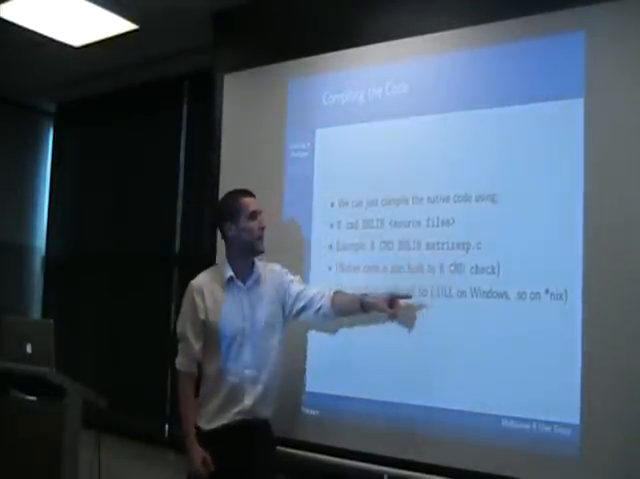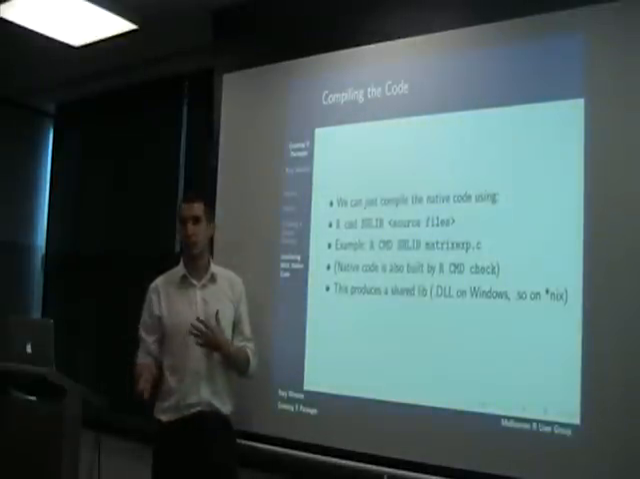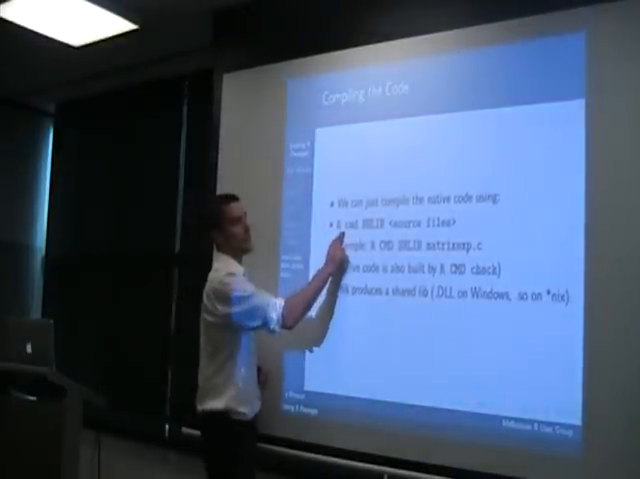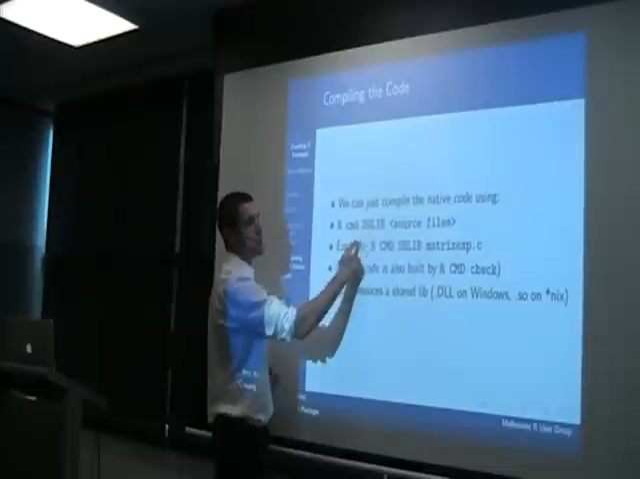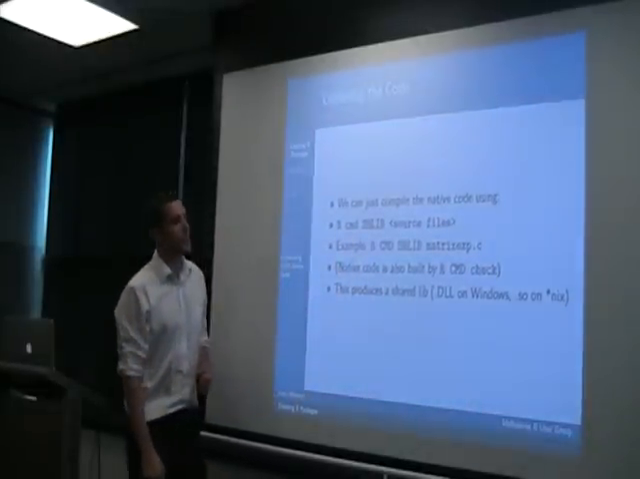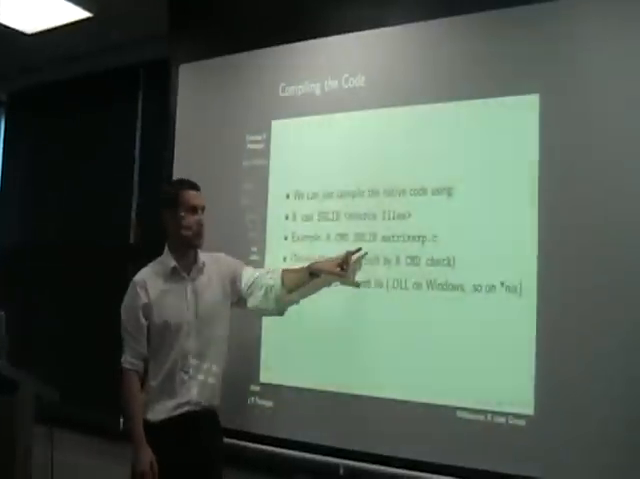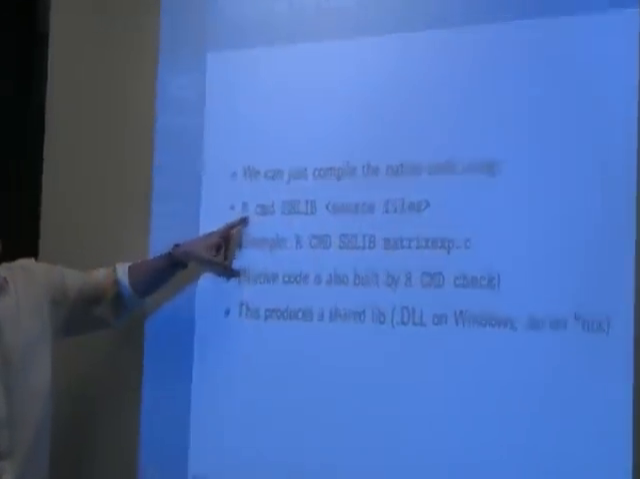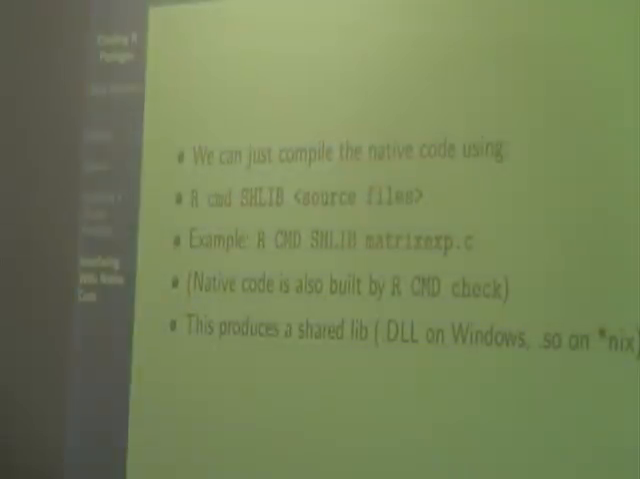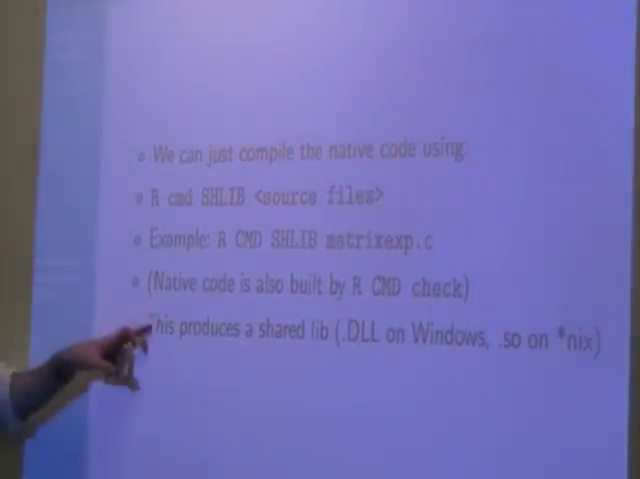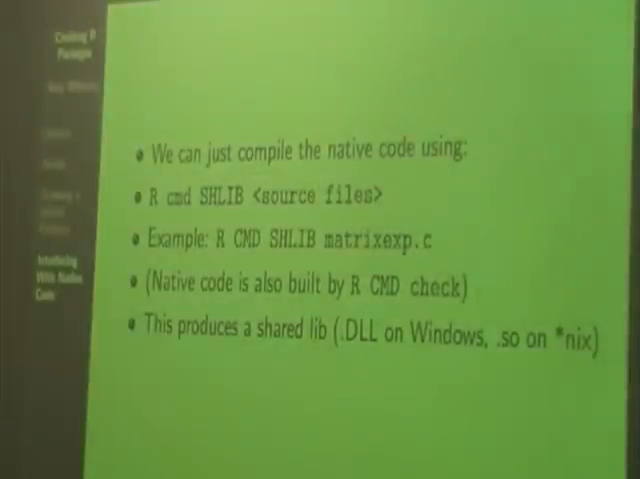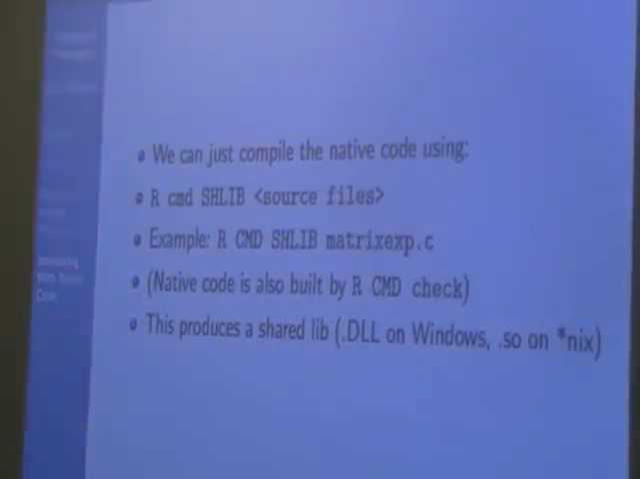It's a C file, and if I want to turn this into something that can be loaded and used, there's this other command called R CMD SHLIB, which is short for shared library. Once I've created this file, I can just run R CMD SHLIB on the C file, and on Windows it'll generate a DLL, and on Unix it'll generate a .so. These are just dynamic libraries which can be linked in and loaded.